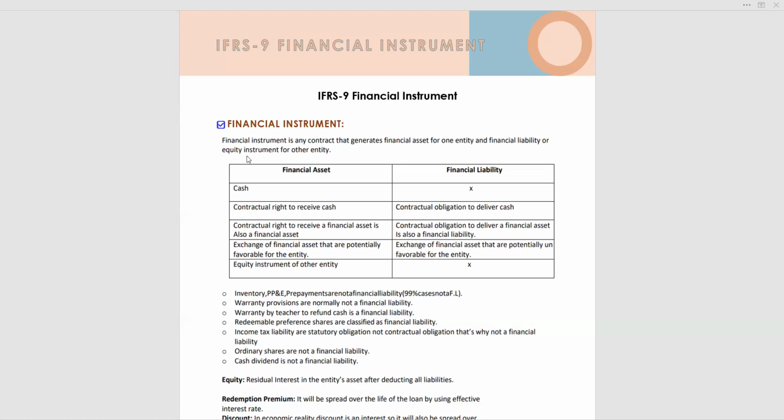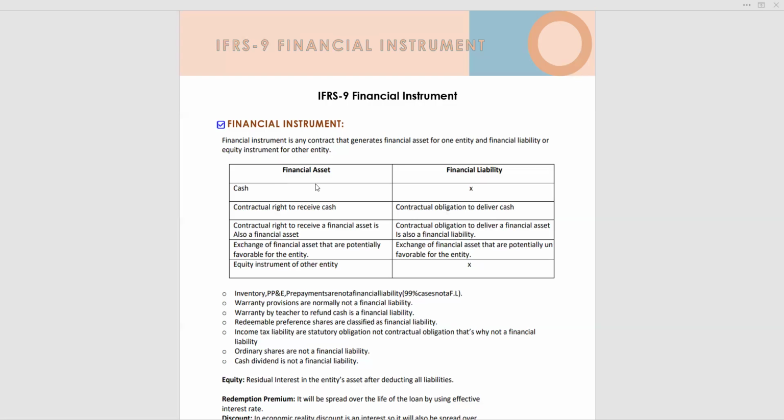Let's say a company X wants to secure funds, and in order to secure funds, company X gives their shares to the investors. So for the investors, shares are financial assets, and for the company, the loan amount is a financial liability because the company has an obligation to repay the debt. So this is a financial instrument for one party. This will be a financial asset, financial liability, or equity instrument.